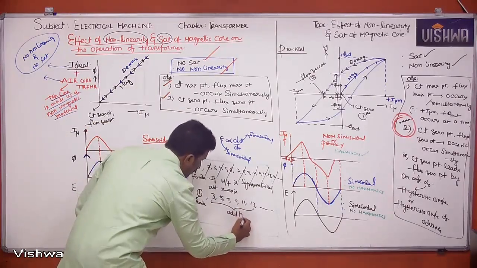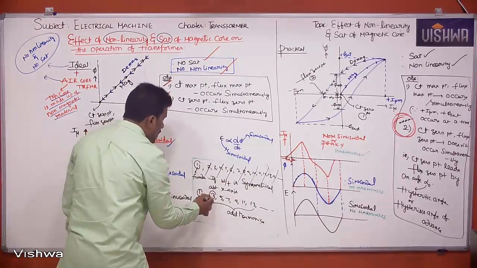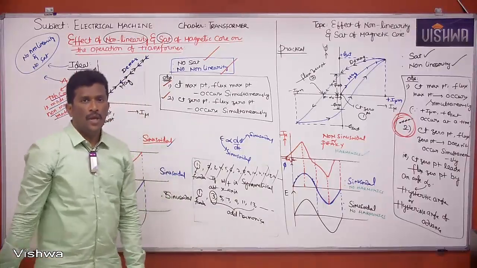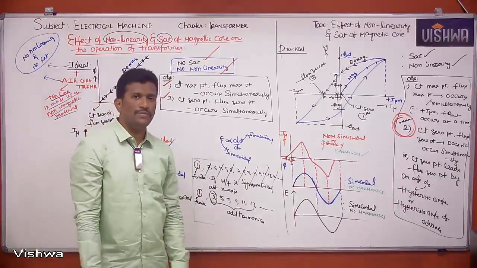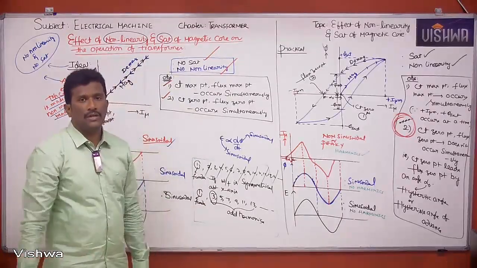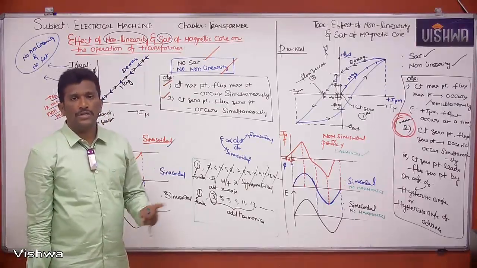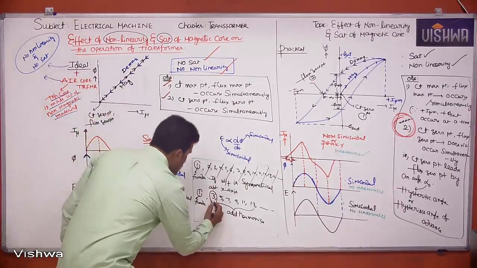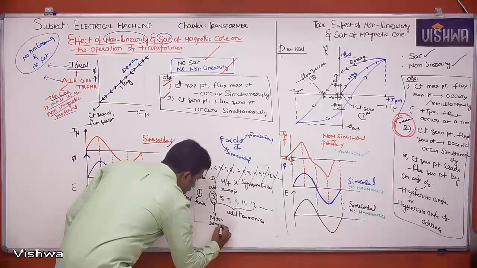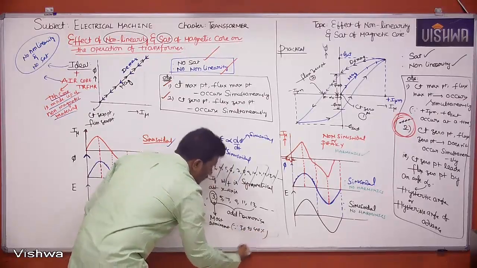Out of these odd harmonics, what is the dominant harmonic which has the capacity to disturb the waveform shape? Nothing but the third harmonic. It will be around 30 to 40%. Out of 100% harmonic, 30% to 40% contribution is because of the third harmonic only. So this third harmonic is the most dominant.